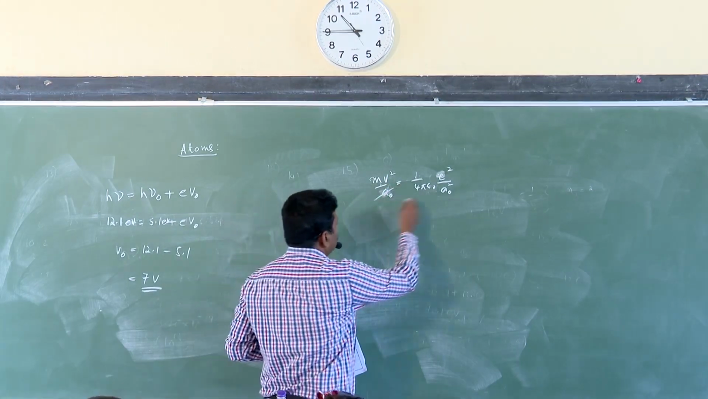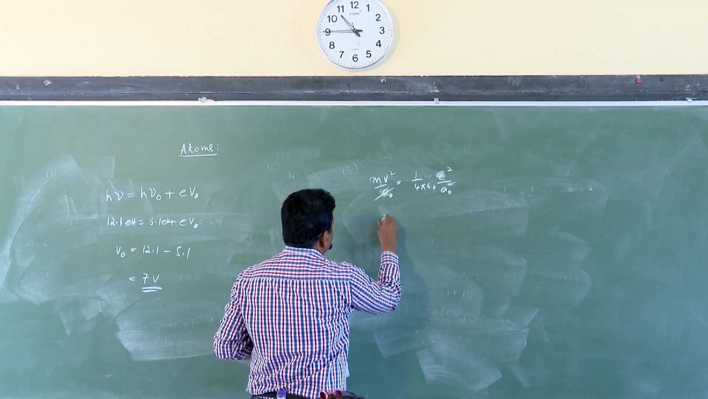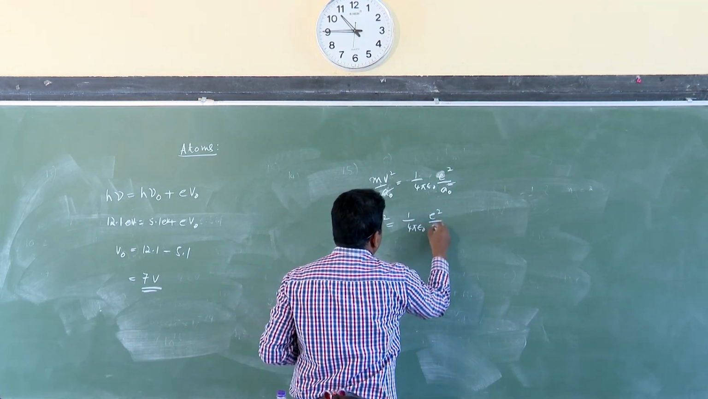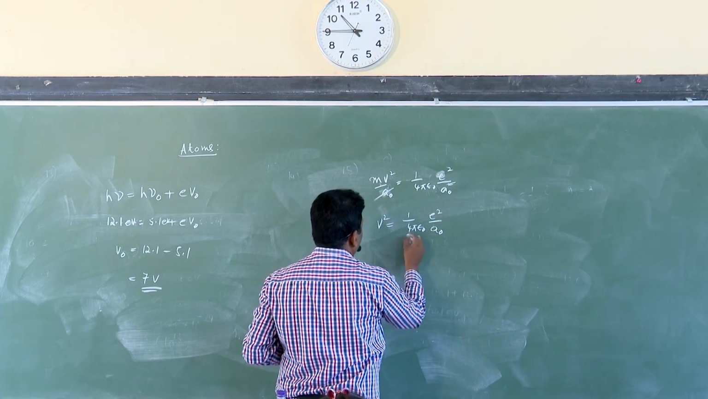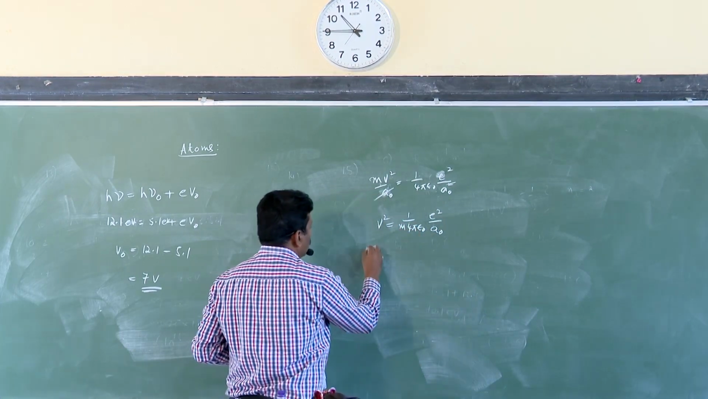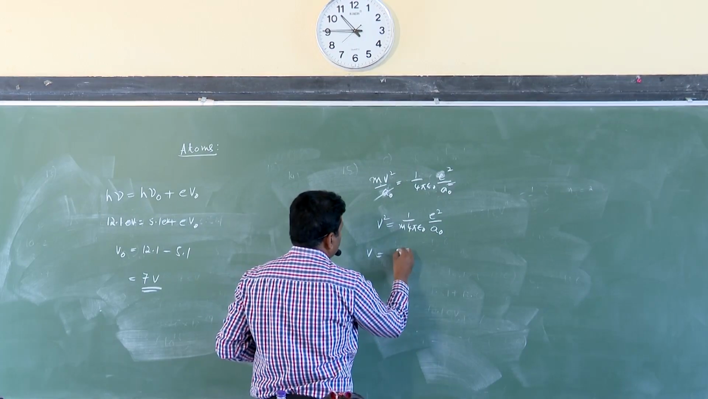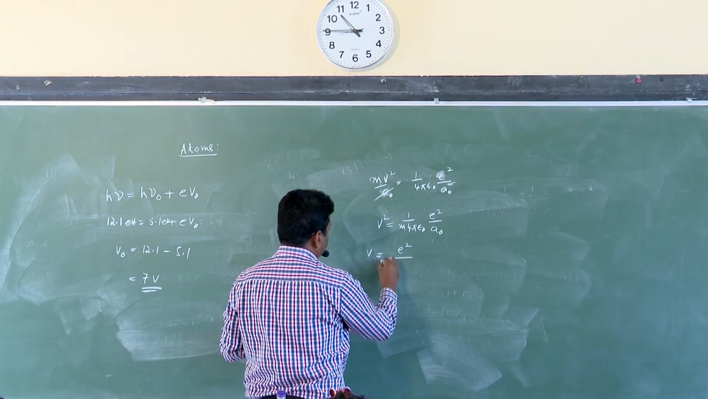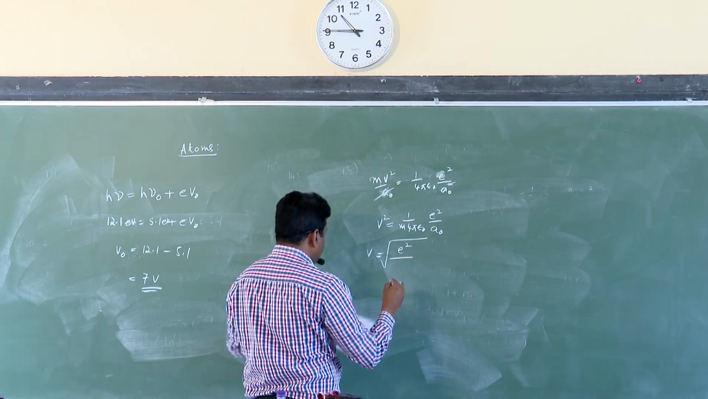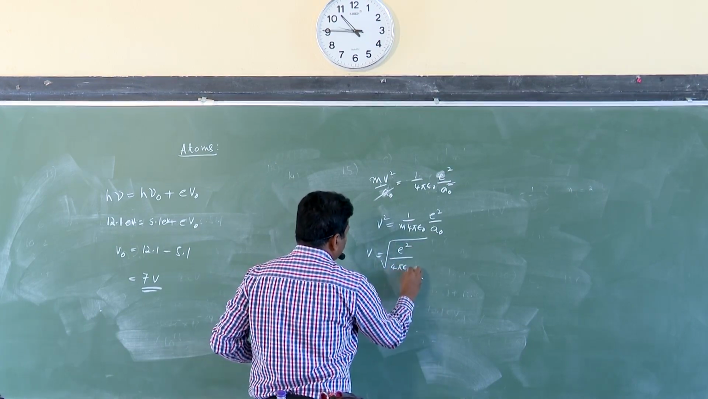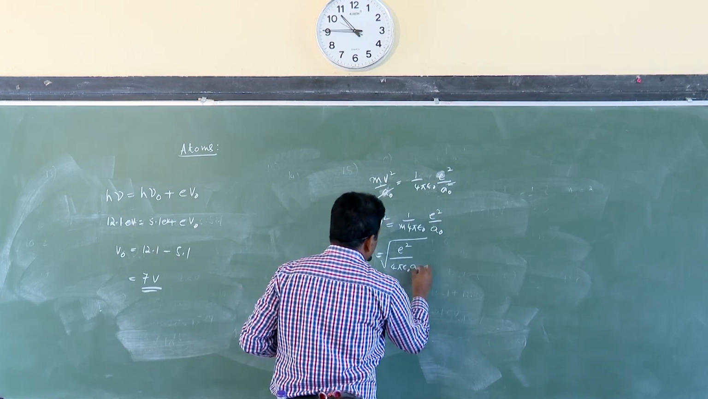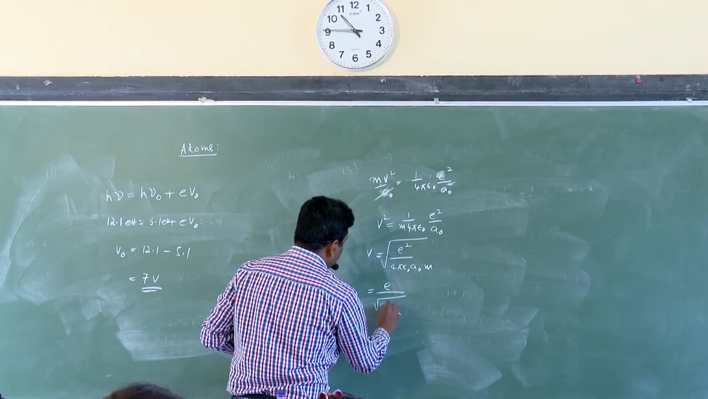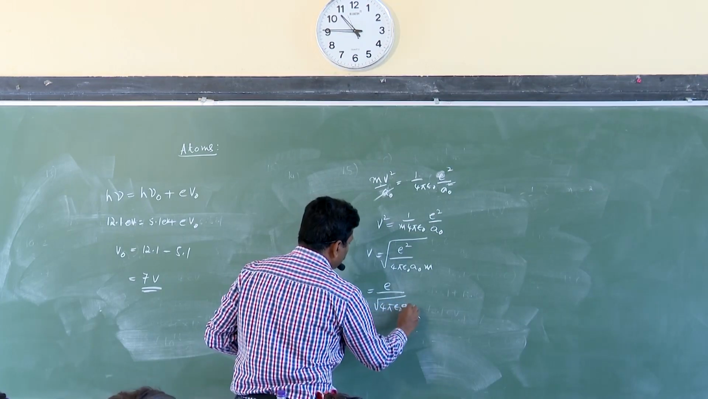So this gets cancelled. So we want v squared is equal to 1 by 4 pi epsilon naught, e0 squared by A0 m. Therefore v is e by the square root of 4 pi epsilon naught A0 m. They have given the option A0 m.